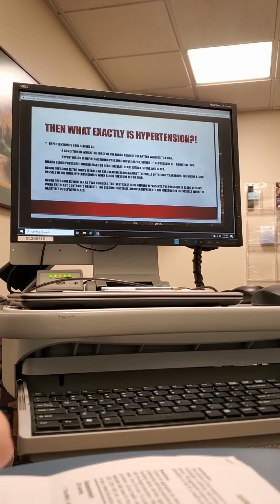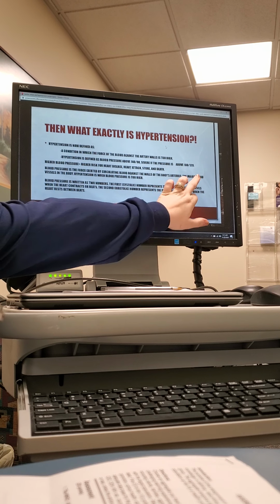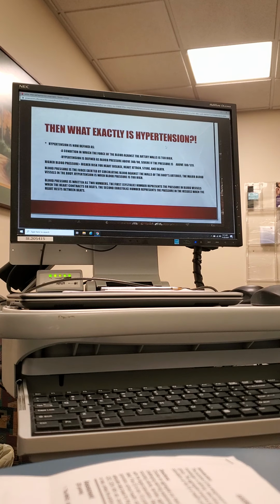So then what exactly is hypertension, if the definition of it changes over time? Hypertension is now defined as a condition in which the force of blood against your arterial walls is too high. It's defined as blood pressure above 140/90, which is where you tend to sit, correct? Yes. And it is considered severe if it is anything above 180. Now, there are two different numbers, your systolic number, which is your top number, and then your diastolic number, which is your bottom number. We will get into that later.